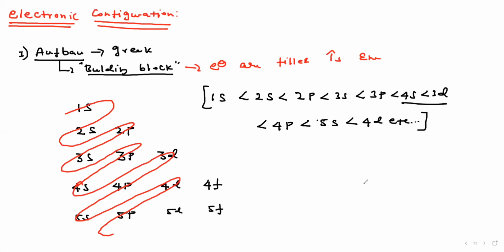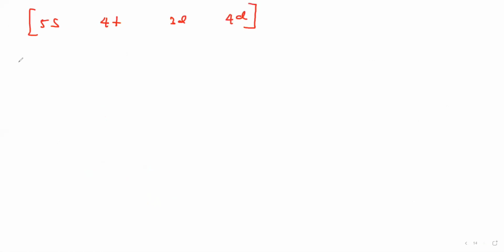I am going to teach another way of filling the electron configuration to find out the energy level. That is called the Bohr-Bury rule. Please note, the second rule is very important. Bohr-Bury, two scientists, Bohr and Bury. The Bohr-Bury rule is also called the n plus l rule.